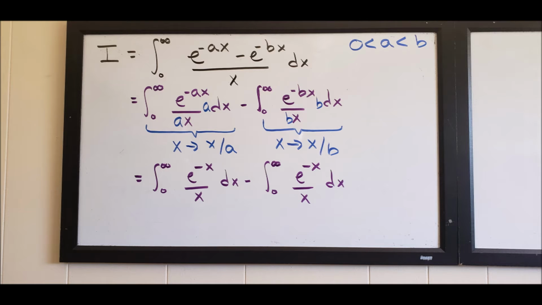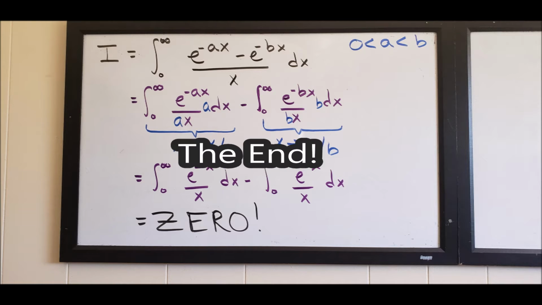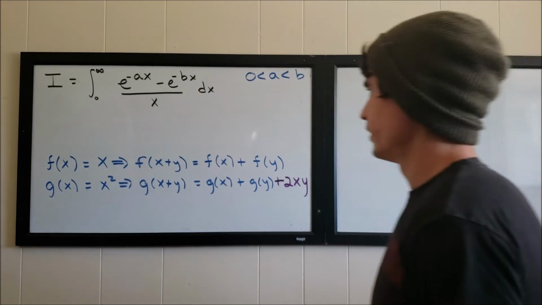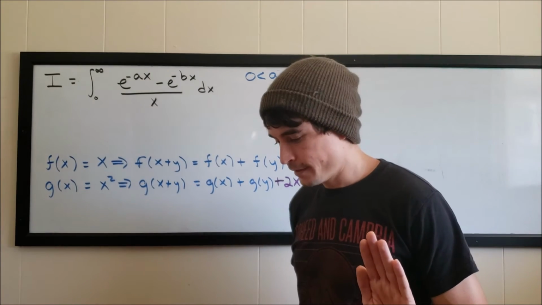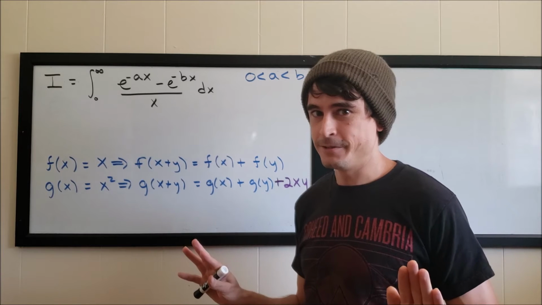After completing the u sub, we see that we get an integral minus the same integral. So, we know from kindergarten that a number minus the same number is 0. We have finished this integral. Super easy, right? Okay. Obviously I'm kidding. The video's not over yet.